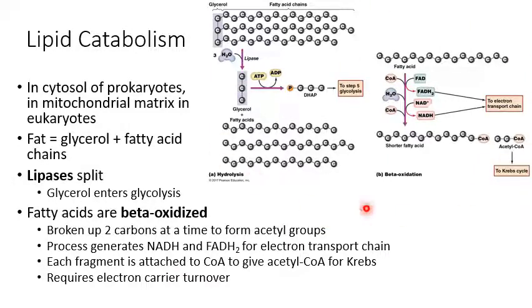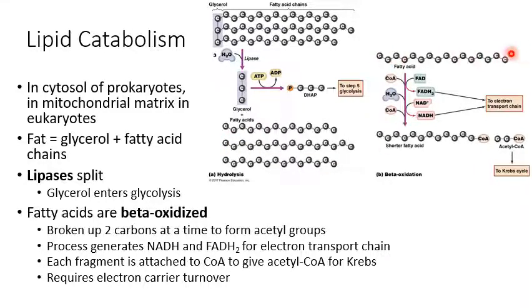So this diagram is kind of summarizing that process. You start with a fat at the top. You have your 3 fatty acids, each attached to a glycerol. Well, all of them attached to the same glycerol. A lipase enzyme would come and break the glycerol off, and then you would have these individual free fatty acids left over. The glycerol is going to enter glycolysis. The fatty acids are going to move on to beta oxidation.